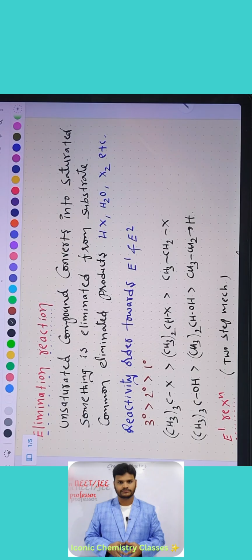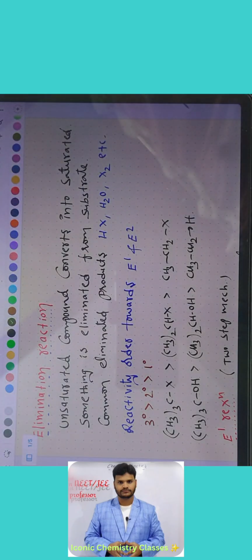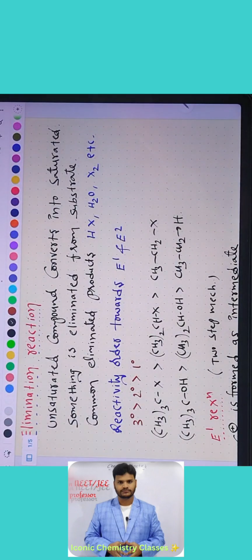So, reactivity order towards E1 and E2. E1 elimination, E2 elimination, reactivity order is the same: 3 degree greater than 2 degree greater than 1 degree. When it comes to alkyl halides, same order. When it comes to alcohols, also same order.